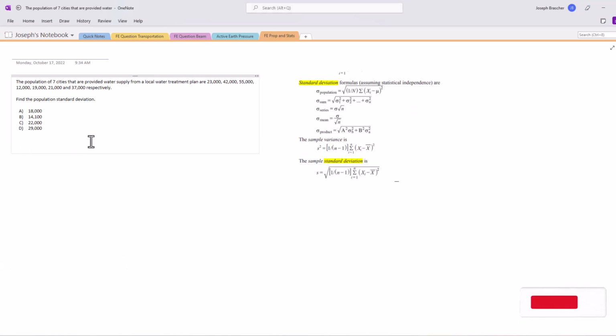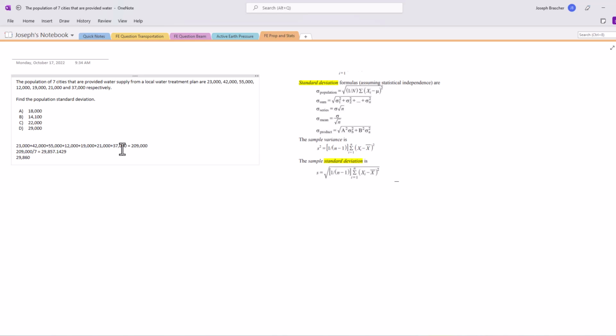First thing we need to do is find the mean of the set. That should be pretty simple. I'm going to type in all the values here. I would recommend you follow along and use your calculator. 12,000 plus 19,000, 21,000, and 37,000 here. And that's going to equal 209,000. We're going to take 209,000 and divide that by 7. And so that equals 29,857. I'll just round up to 29,860 just for ease here. So that's our mean value.